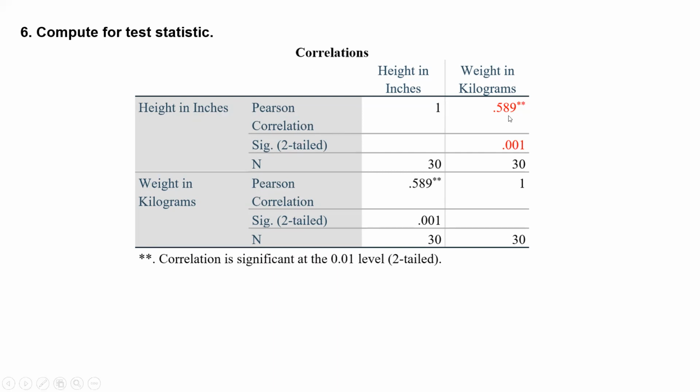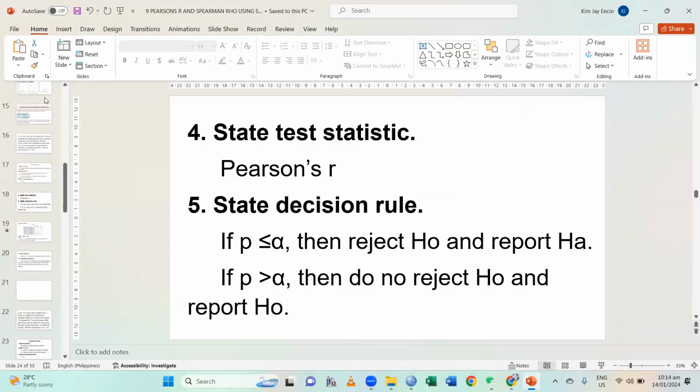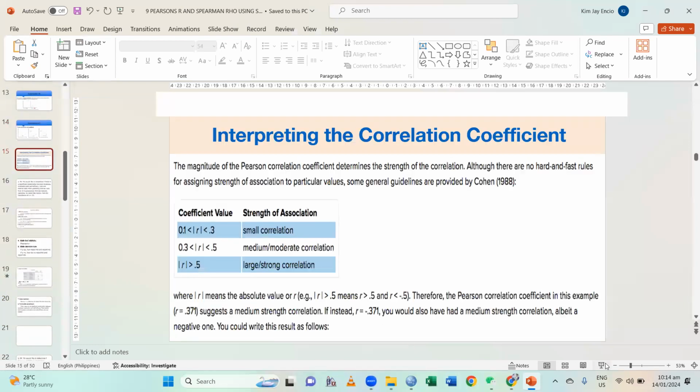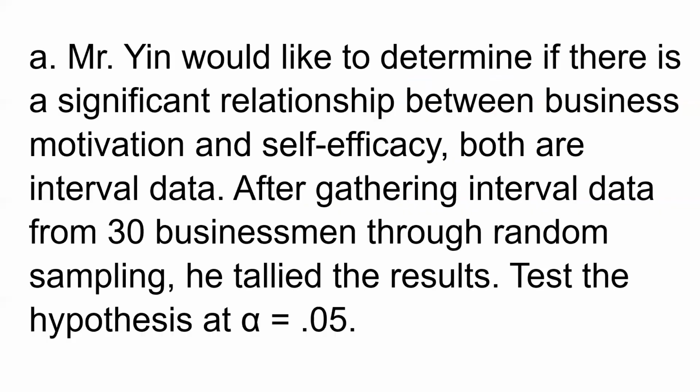Take a look at the Pearson correlation, 0.589. Is it small, moderate, or strong? If you could still remember. Let's go back to the scale. 0.589. Okay, strong. There is a strong, large correlation. Because 0.589, its absolute value, is larger than 0.5. That's why we could say large or strong correlation.